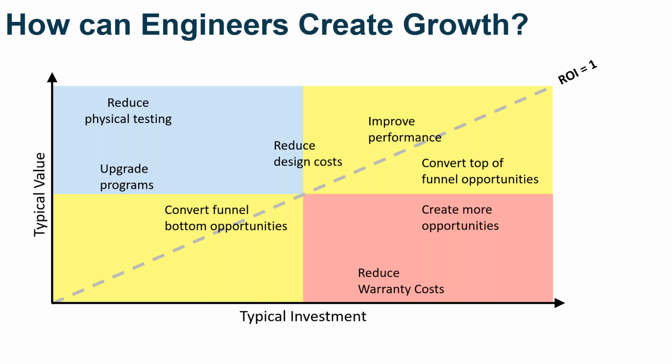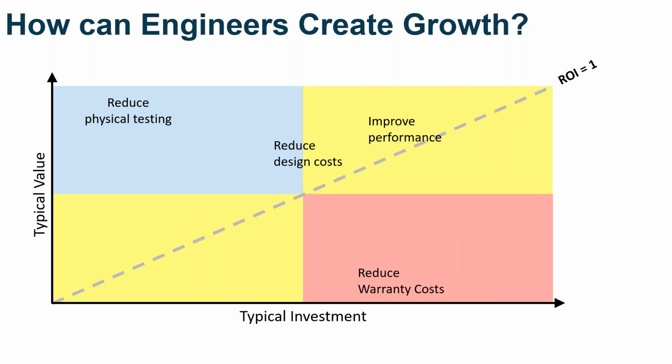These include things like reduction in physical testing costs, performance improvements, converting funnel opportunities from the bottom or the top of the funnel, creating more opportunities through marketing campaigns. But you'll see many of these things aren't things that an engineer can directly influence. So if we pull those out, we're really only left with 4 options. And there's one of these that's clearly miles apart from the other 2, and that's the reduction of physical testing. This offers the highest return on investment because it's one of our highest cost options.